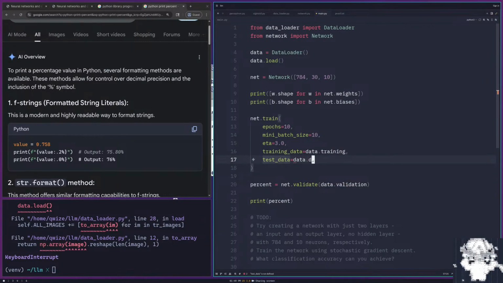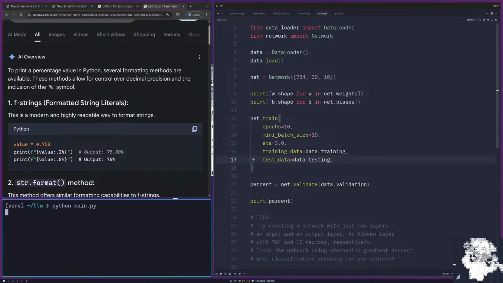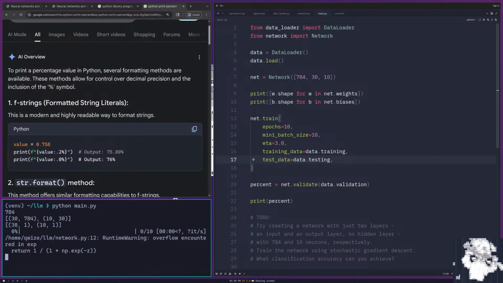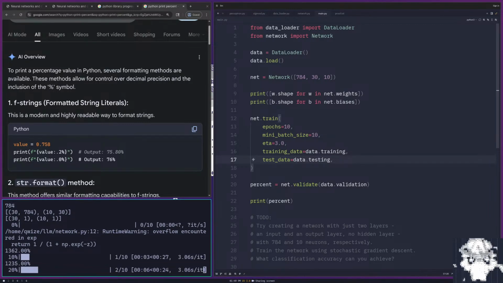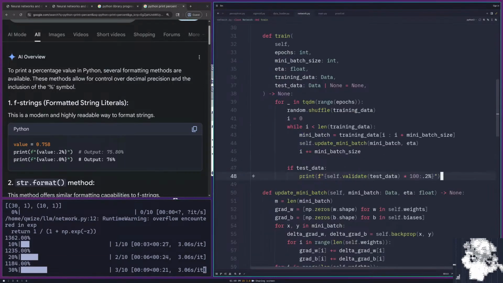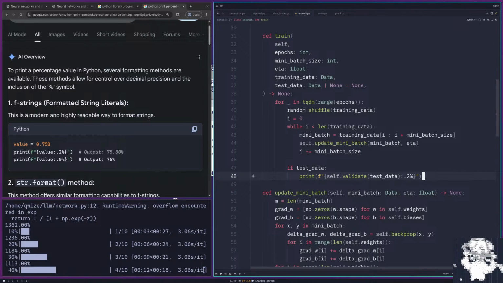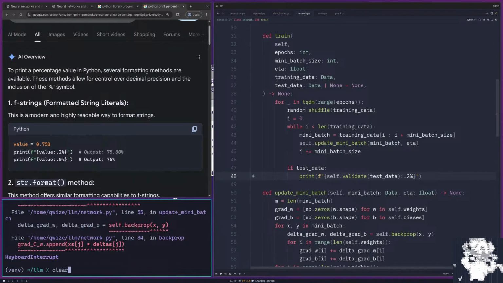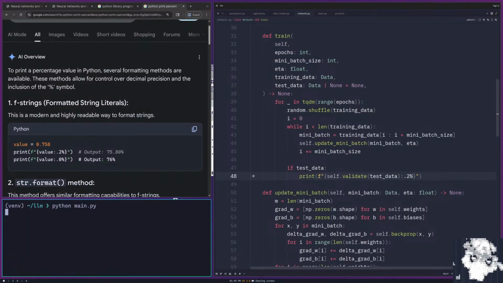Or data dot tested. So now it should forward propagate after every epoch to see how well we're doing. Oh. Wait, so I'm not supposed to do the times 100 if I'm going to do the percent thing. Clear that. Try this. Where's that first print coming from?